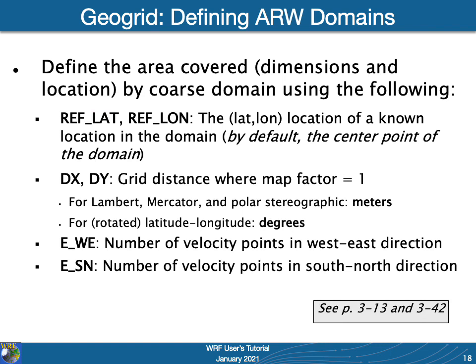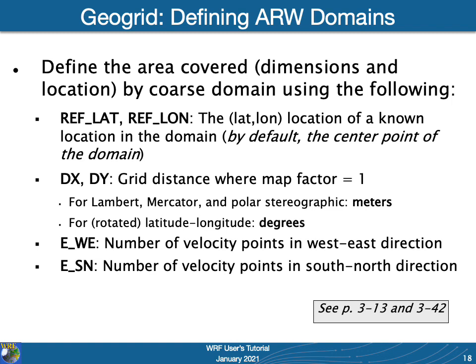So we can summarize the parameters that were illustrated on the previous slide as follows. Reference latitude and reference longitude are the latitude and longitude at some point in our model simulation domain, and by default, they refer to the geometric center of our coarse domain, although it is possible to have these latitude and longitudes refer to some other grid point in the model domain. This is described more in detail in Chapter 3 of the User's Guide.